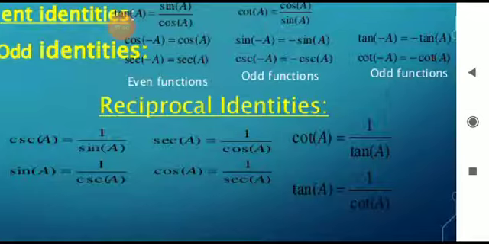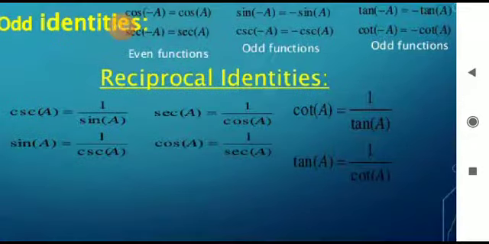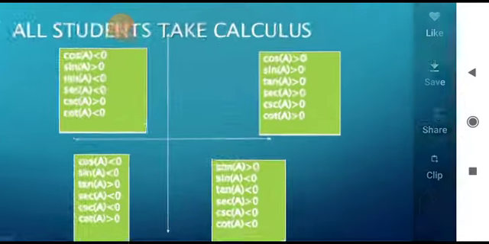And the reciprocal identity is cosec A is equal to 1 upon sin A, sin A is equal to 1 upon cosec A, sec A is equal to 1 upon cos A, cos A is equal to 1 upon sec A, cot A is equal to 1 upon tan A, tan A is equal to 1 upon cot A.